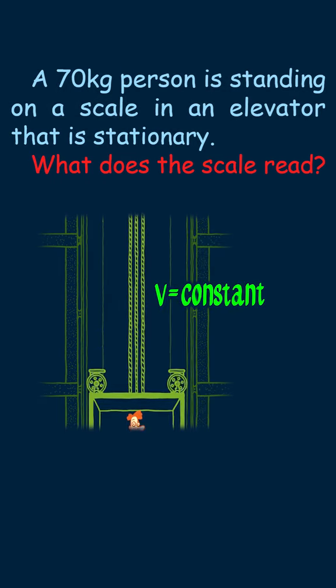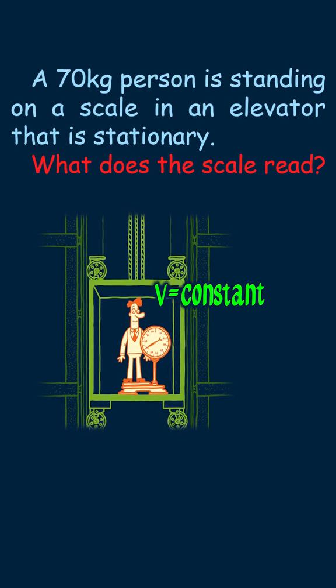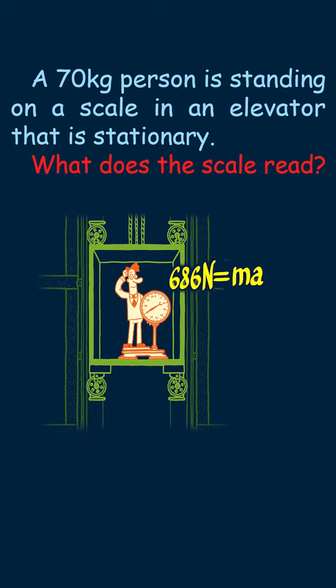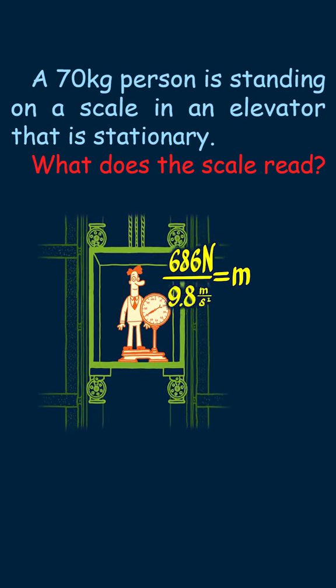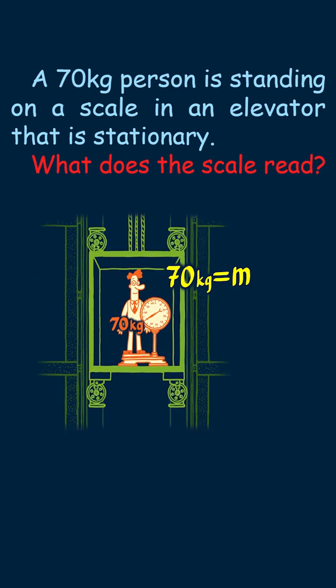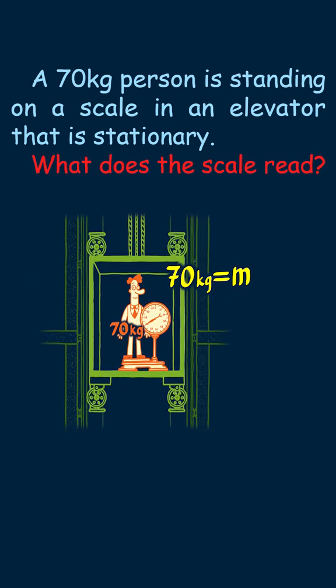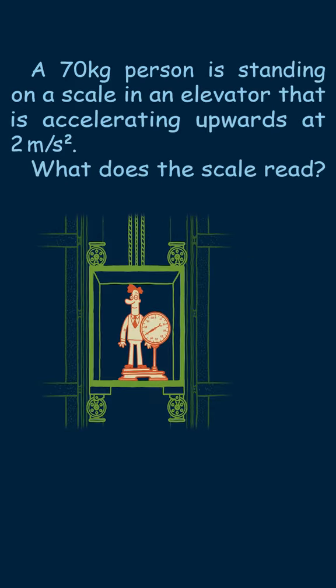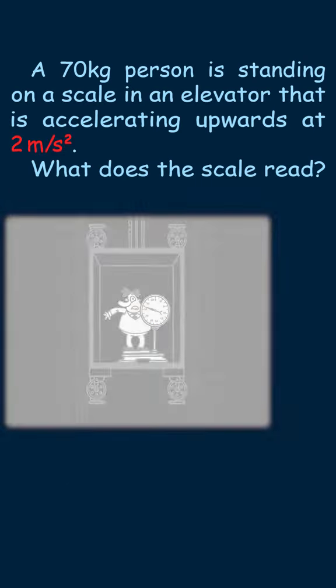Note, this would still be the case if the elevator were moving at a constant velocity, because then the acceleration would still be 0. The last step is to take our normal force and divide by g, which gives us an apparent weight of 70 kilograms. This makes sense, because someone with a mass of 70 kilograms feels like they weigh the same 70 kilograms when the elevator isn't moving. Now let's say the elevator starts moving upwards and accelerates at 2 meters per second squared.